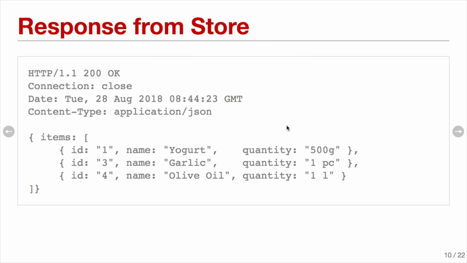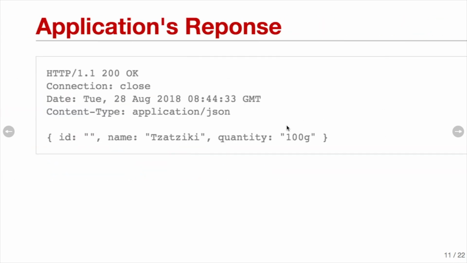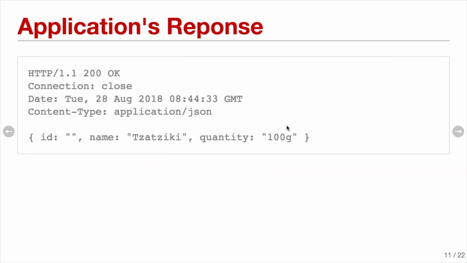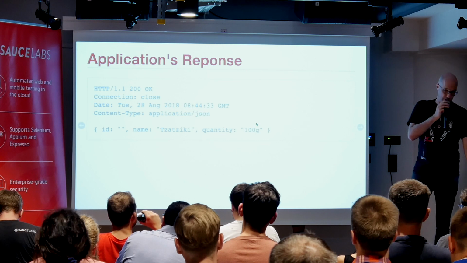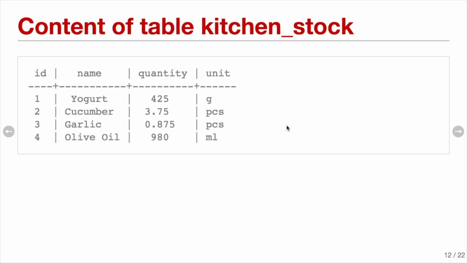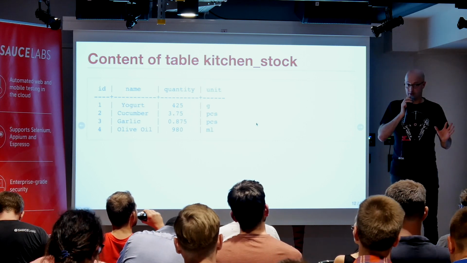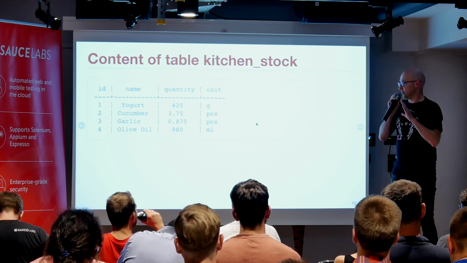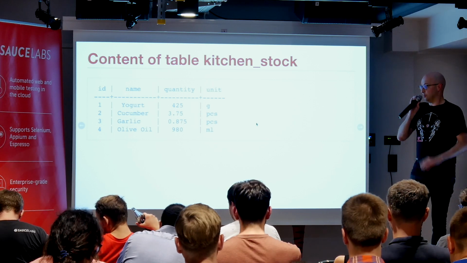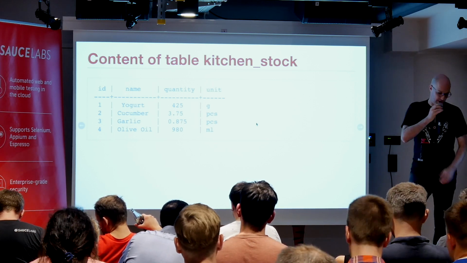It gets a response back from the store, the things that it just ordered. And then, with all the ingredients, it makes some tzatziki and gives it back to the client, to the user. And also it updates the local store. So from the outside, that is always what happens. Inside, there could be a lot of logic and whatever. But finally, this is the frame within which my application works.